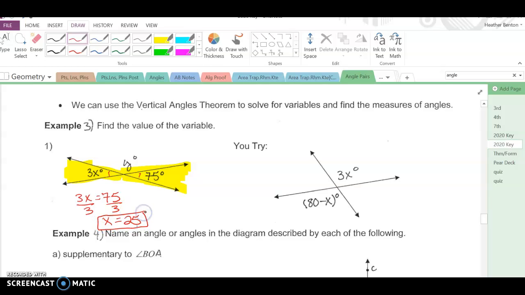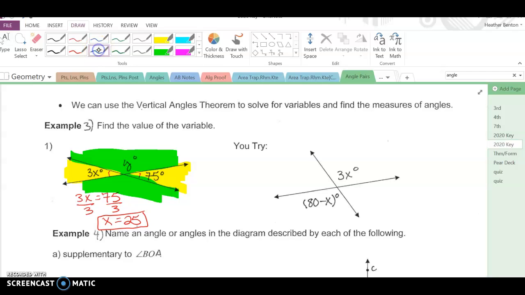Now, a little bit more tricky to solve for y, because as you notice, I don't have y's matching vertical angle. There is no angle over here. So I'm going to have to use a different strategy instead of vertical angles.